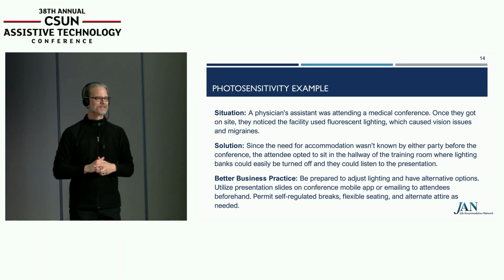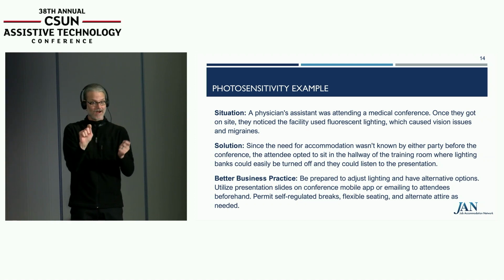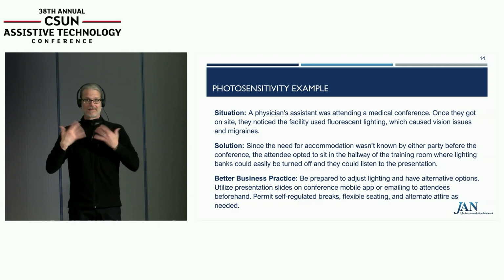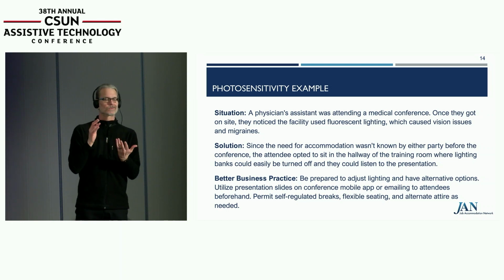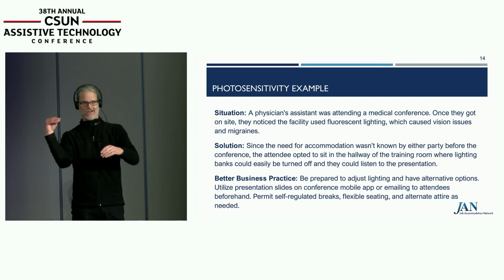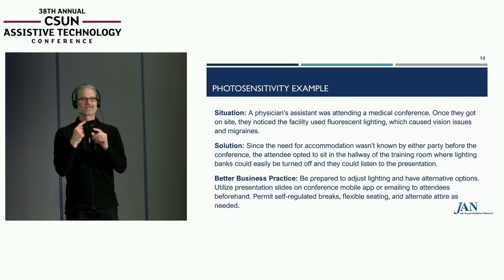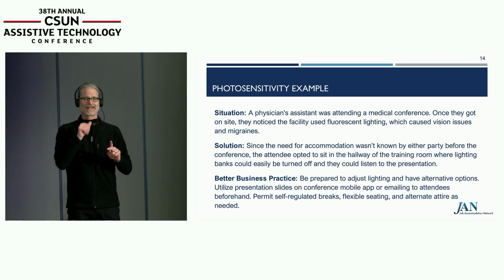Since the accommodation need wasn't realized by either party before the conference, the attendee opted for a less than optimal accommodation. She wound up sitting in the hallway outside of the training room because the conference said that they could not adjust the lighting in the hall without unduly impacting others. They hadn't planned ahead for this possibility, and they told her they could only lower the lights in the hallway.